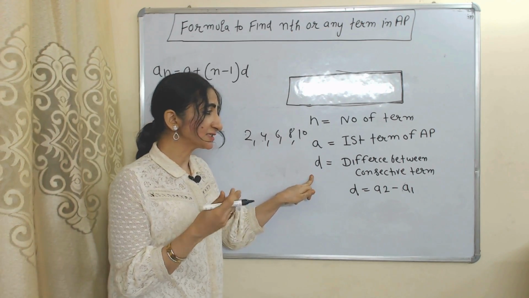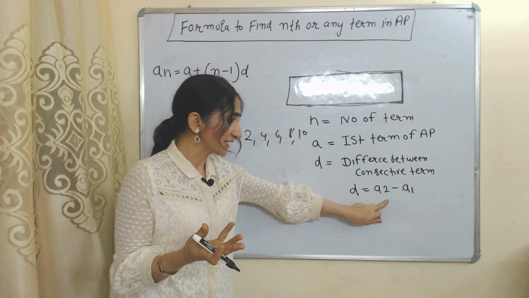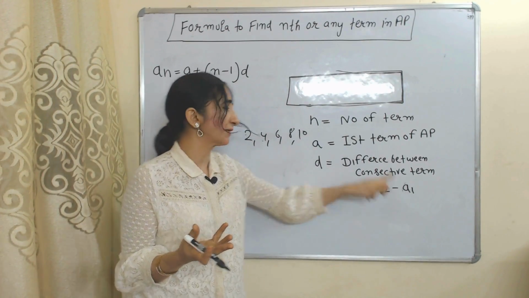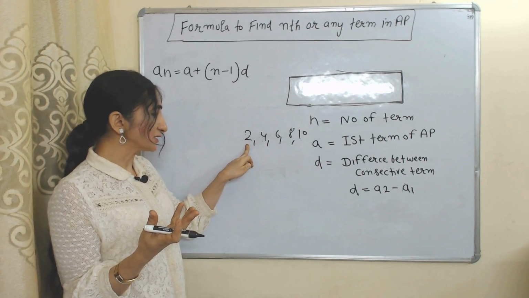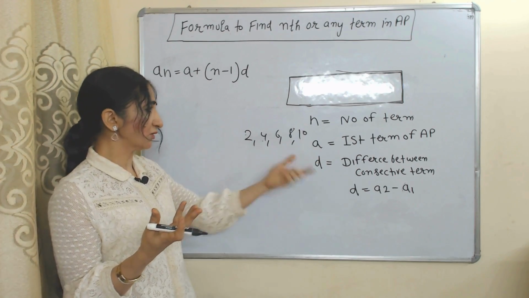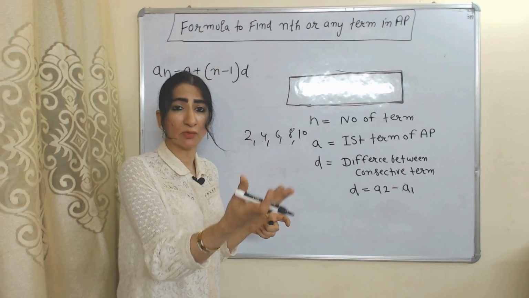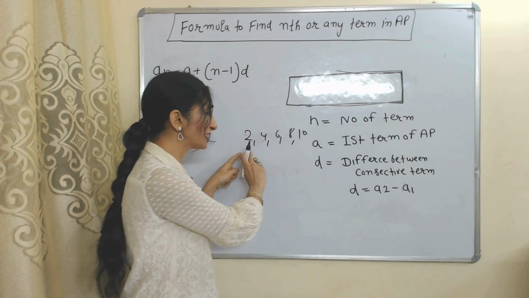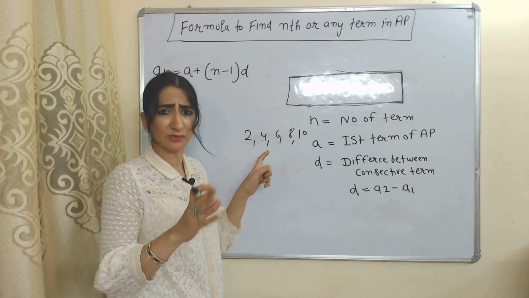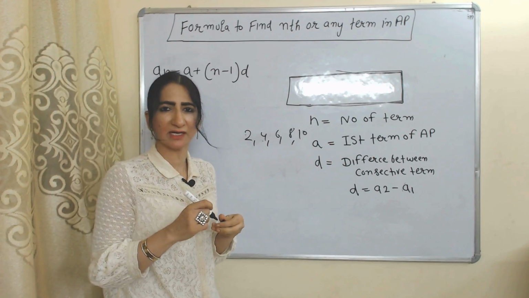d is the difference between consecutive terms, and the formula for calculating d is second term minus first term. This is the second term, this is the first term. Second term minus first term is equal to d, or you can say third term minus second term, or you can also say fourth term minus third term, because difference between consecutive terms is the same, so it doesn't matter.